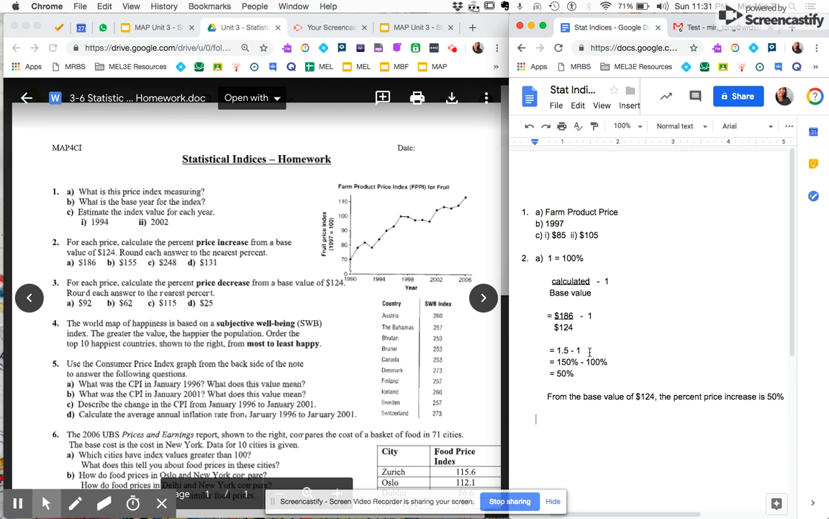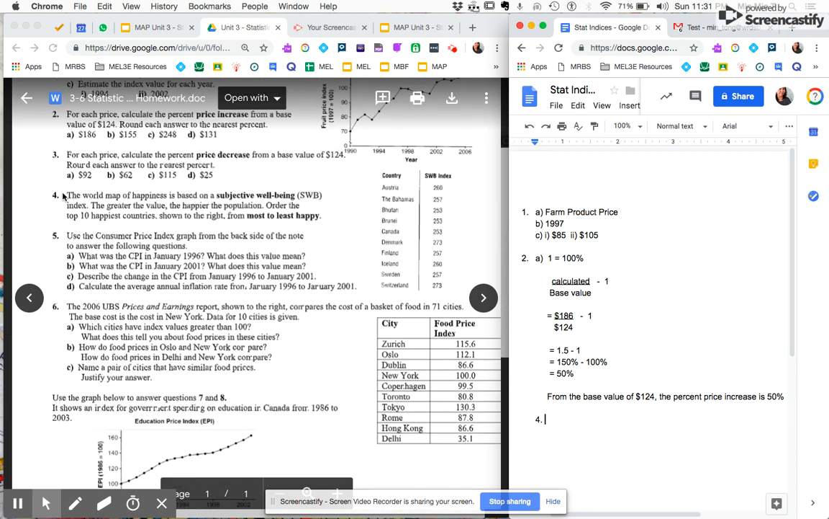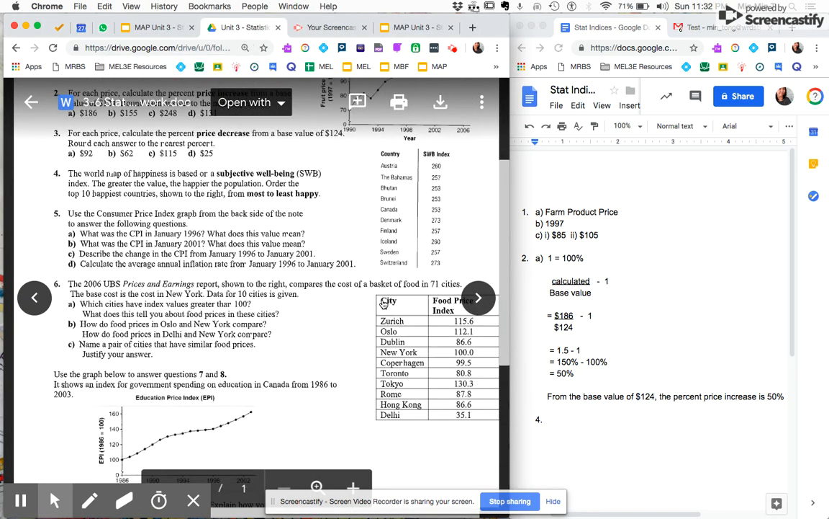Other questions that you might come across that are pretty important, I'd say, is number 4. So in number 4, the world map of happiness is based on a subjective well-being, SWB, index. The greater the value, the happier the population. Order the top 10 happiest countries shown on the right from most to least happy. So let's see if I can, nope, I can't seem to blow that up. That's okay.